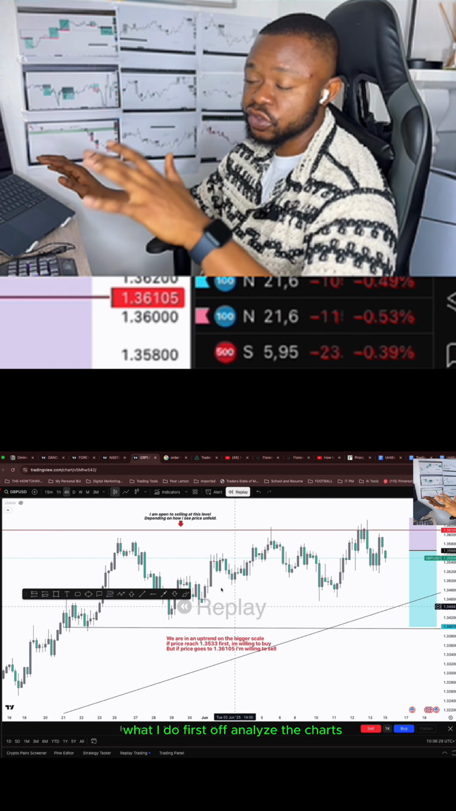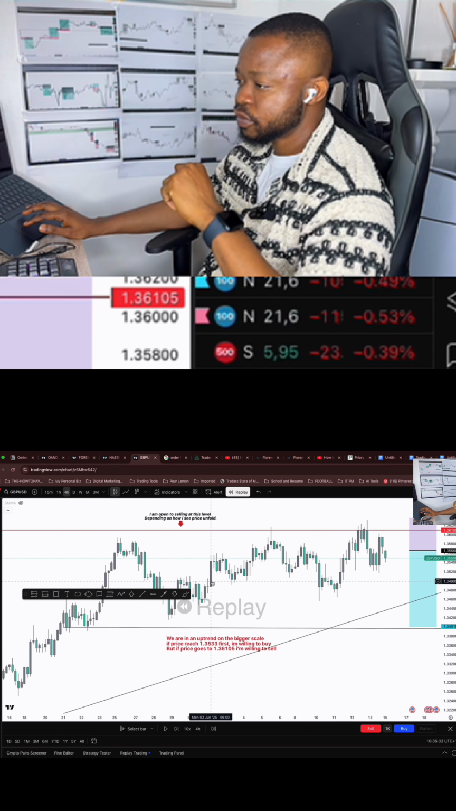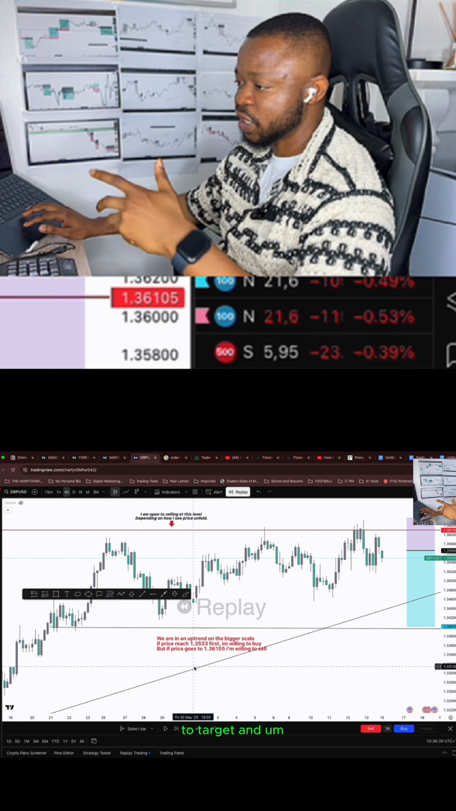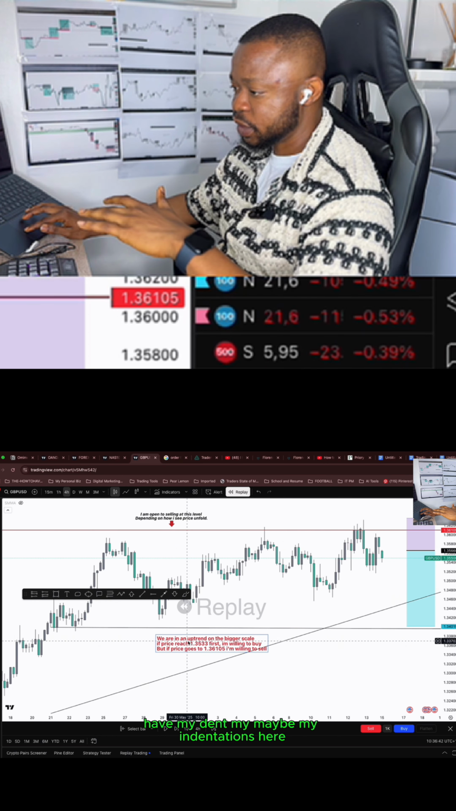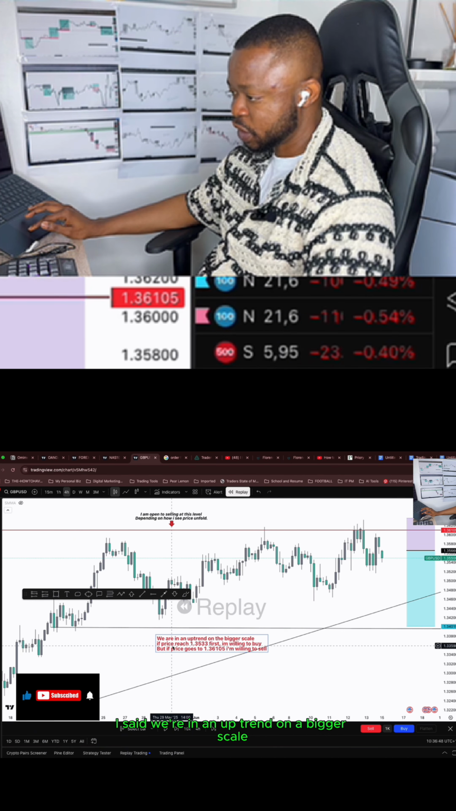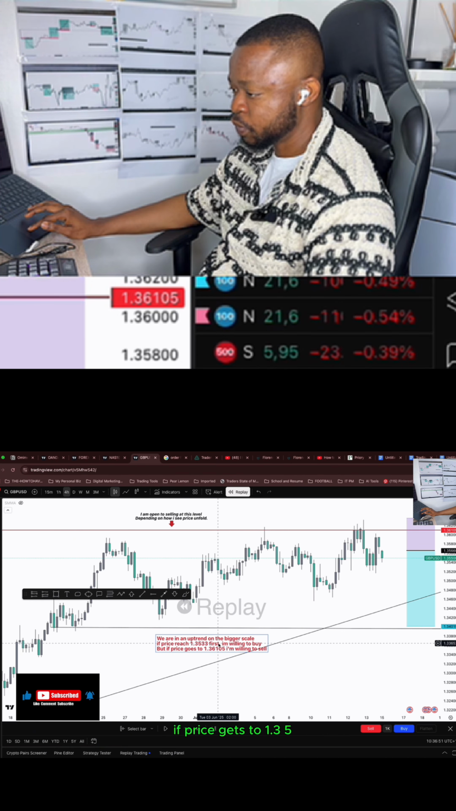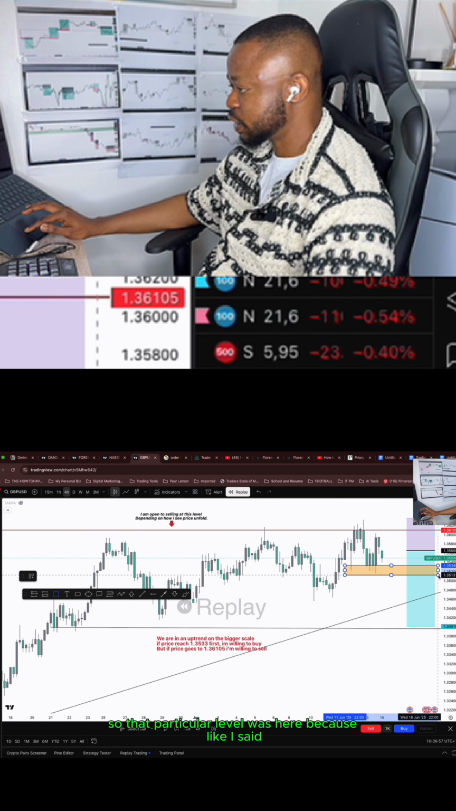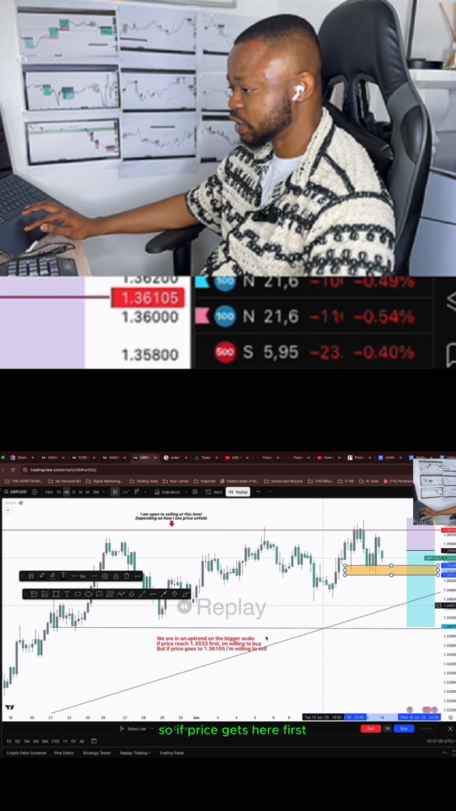What I do first off is analyze the charts, mark up the charts, look at the areas that are primed to target, and have my indentations here. From what I wrote here, I said in an uptrend on a bigger scale, if price gets to 1.3533, I'm willing to buy. That particular level was here because, like I said, we're in an uptrend. So if price gets here first, I'm willing to buy.